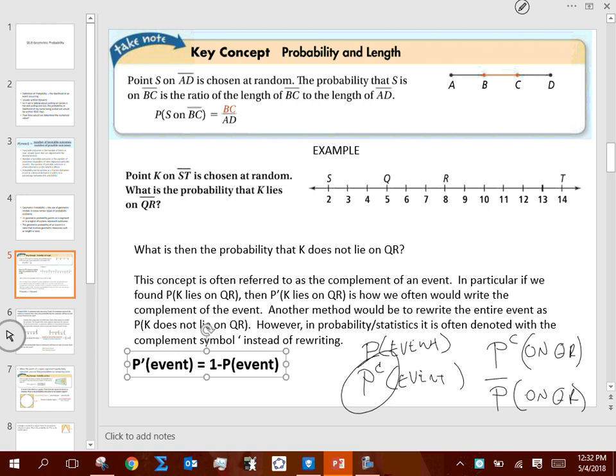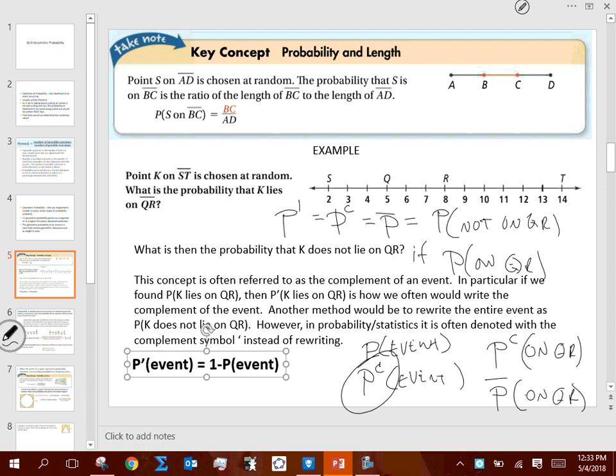You said that the P on QR means that it's not on QR. If I write it with this C or this bar here, so P prime, P C, P bar, they all mean P not on QR if P meant on QR.